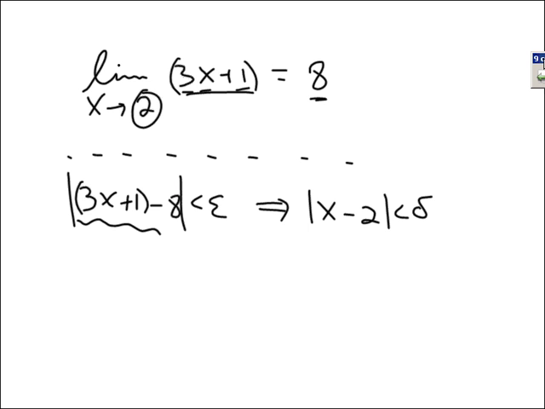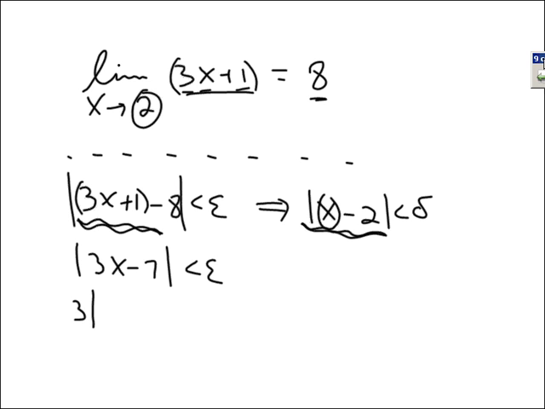The problem is you're never going to get this to look like that. This here is 3x minus 7, less than epsilon. You're never going to get this out of it. Since I want x, you may say factor out a 3. The problem is then I get x minus 7 over 3, which is not 2. And that's where the definition isn't living up to; you can't find delta. Why can't you find the delta? The limit's not 8.